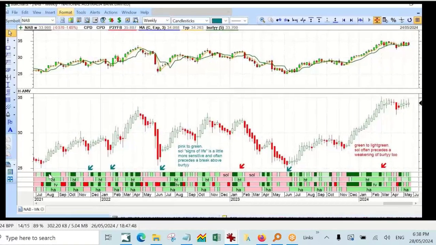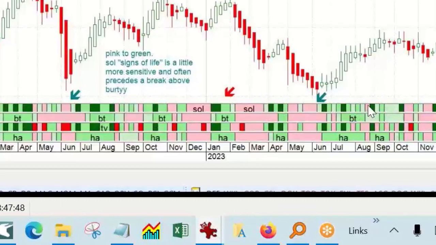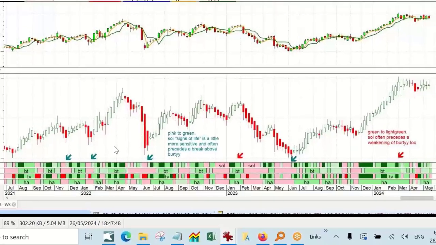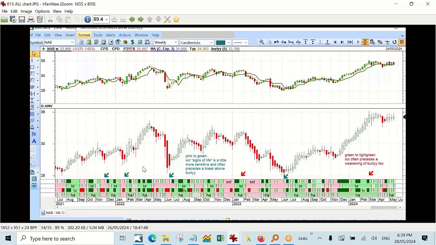So, top line is the signs of life, which remember is a combination of these bottom two, the Tippy and the Heikin Ashi. And the second ribbon down is the Burtyy. The signs of life sometimes, well, often does precede the Burtyy, and you might want to get in at a moment like this, here, or at least put it on your watch list.